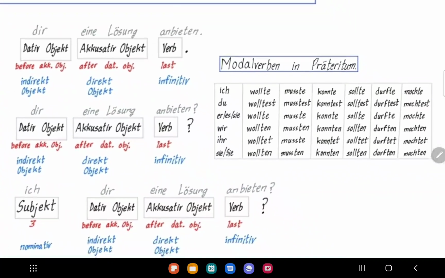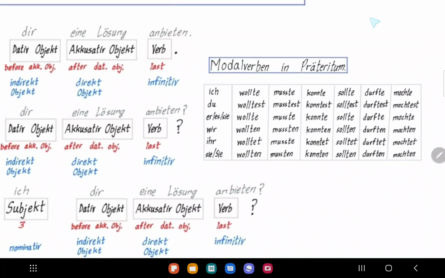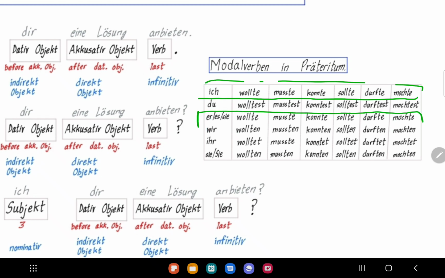This table is not that difficult to remember because the first thing you notice is that there is no umlaut, so life becomes easier. There is no umlaut anywhere. Now, if you notice, for ich and for er, sie, es, they are the same, right? Ich wollte, ich musste, ich konnte, ich sollte, ich durfte, ich mochte. Er, sie, es: wollte, musste, konnte. So if you know for ich, you know for er, sie, es.